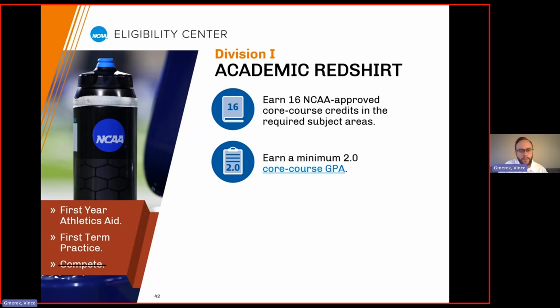In terms of the specific requirements here, the credits outlined on the previous slide are the same for academic red shirts and for qualifiers. The difference between the two is that academic red shirts are students that have achieved a 2.0 grade point average or higher, but they have not met the 2.3 GPA requirement. So students between a 2.0 and a 2.3 GPA that have the same required 16 academic core courses, those would end up being academic red shirts for Division I, where again, they're eligible for aid and practice, but not competition.